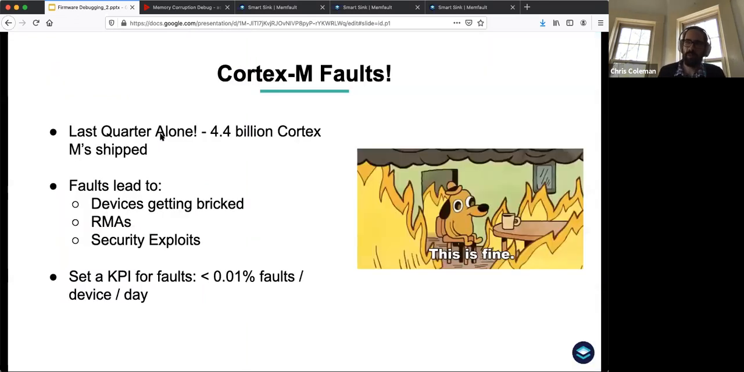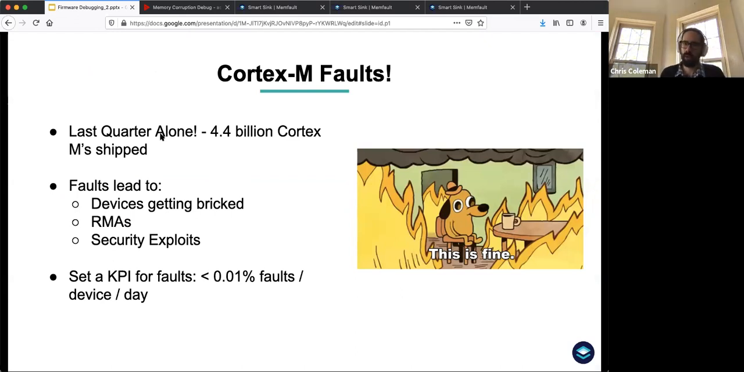So Cortex-M hard faults. Why do we care? Well, in the last quarter of 2020 alone, over 4.4 billion Cortex-Ms were shipped. So if you haven't seen a Cortex-M, you will. And with that many out there, there's plenty of issues that will happen and take place.